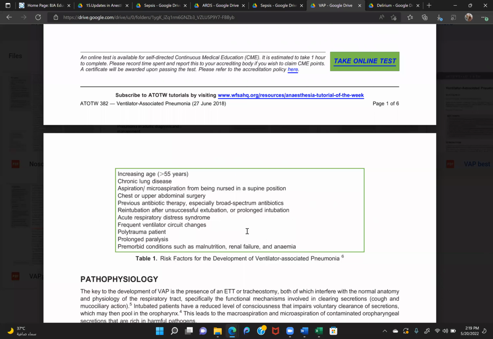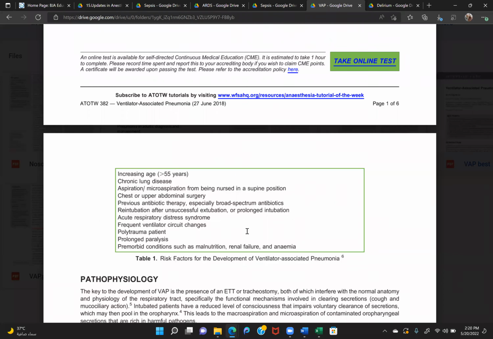Okay, because the concept is that there is micro aspiration, especially after feeding, especially with intermittent feeding. There are two ways to do the feeding: one is intermittent and one is constant via infusion pump. If you are feeding the patient continuously, there are fewer chances of aspiration. So there are fewer chances of VAP, because theoretically there will be fewer chances of microaspiration.